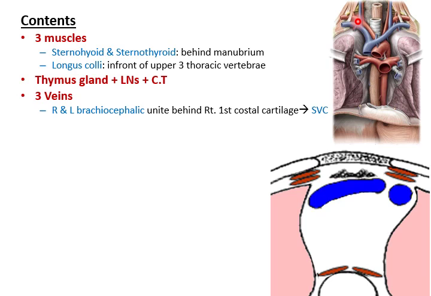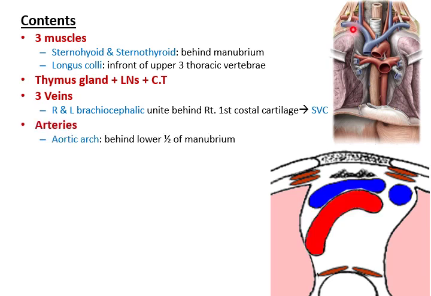In addition to the three veins, we have three branches or three big arteries arising from the arch of aorta. The arch of aorta lies behind the lower half of the manubrium, whereas the left brachiocephalic and the three branches of the arch behind it lie behind the upper half of the manubrium.